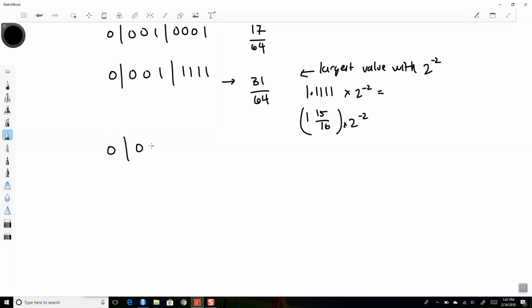Then the next value here will become 0, 1, 0, 0, 0, 0, 0, 0, and this becomes 1.0000 times 2 to the negative 1. So I've incremented my exponent: now I'm at 1 times 2 to the negative 1, which is 1/2, or if we're counting by 64ths, 32/64.